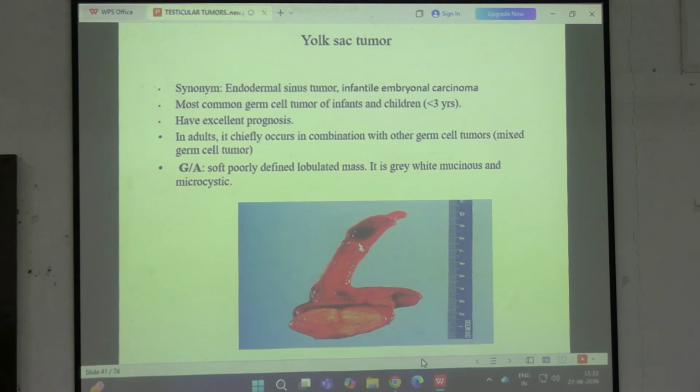Okay, so how is the gross appearance? This is a soft, poorly defined lobulated mass. It is grey-white, mucinous and microcystic. There will be cysts present, and it will look partially translucent, mucinous. It can look that way.